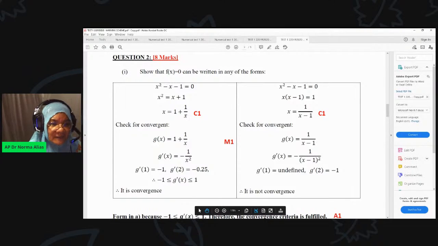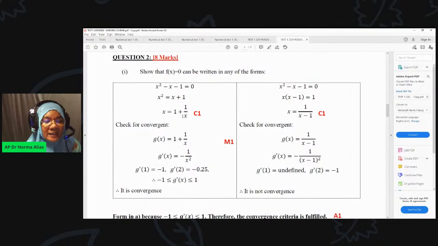The first is, you are asked to obtain the equation x equal to 1 plus 1 over x. It's very easy. Put x squared on your left-hand side, x plus 1 on your right-hand side, and then divide x for both parts. You can get x equal to 1 plus 1 over x. For the other part B, you want to prove x equal to 1 over x minus 1. So you factor x on your left part, and then you bring x minus 1 to the right. So you can get 1 over x minus 1.